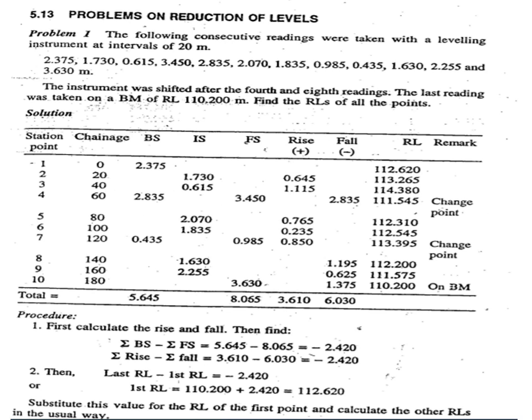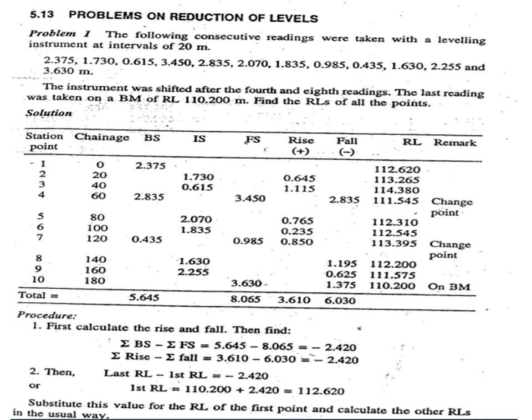In this slide we are going to see another problem on reduction of levels, in which the staff readings were taken at an interval of 20 meters and the instrument was shifted after the 4th and 8th reading. If you consider the page of the level book, you will find the columns: station point, change, BS, IS, FS, rise and fall, RL and remarks.